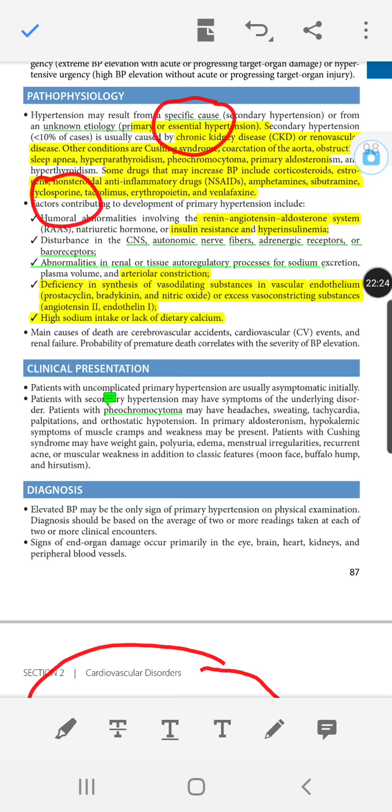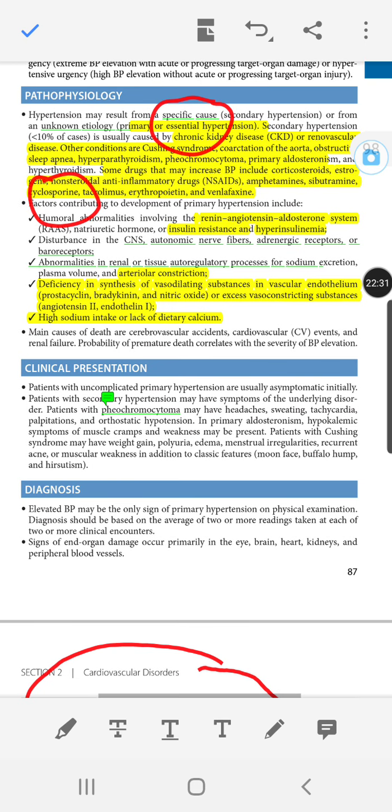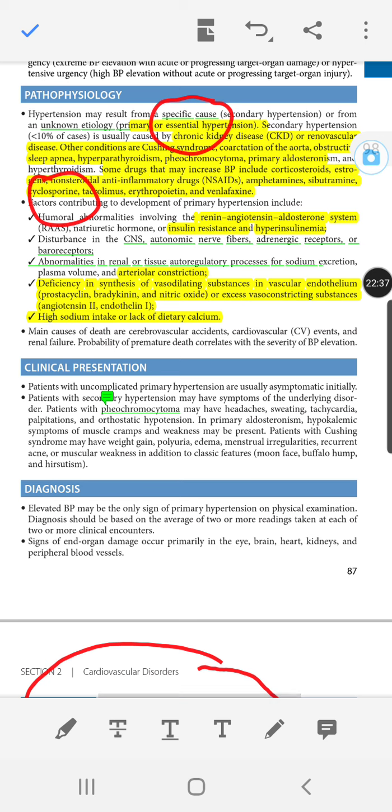And others may be corticosteroids. Steroids can also increase the blood pressure. Cyclosporins can increase the blood pressure. Erythropoietin and venlafaxine, these drugs are increasing the blood pressure. So the secondary causes are some kind of diseases or some kind of drugs that you are taking for other diseases.